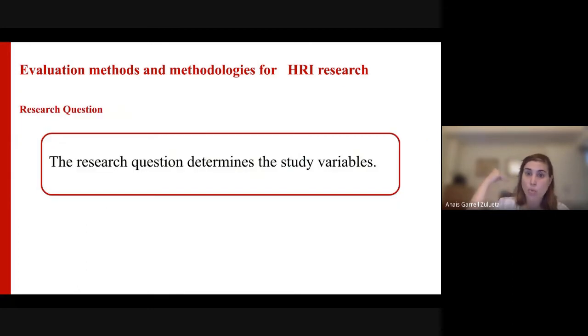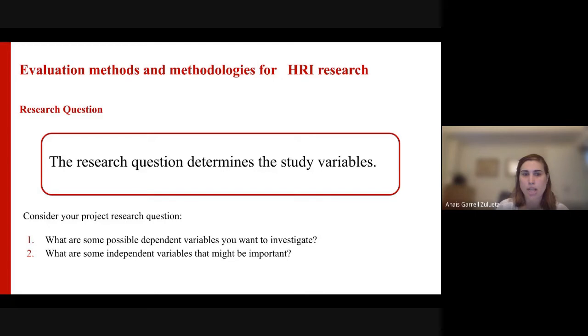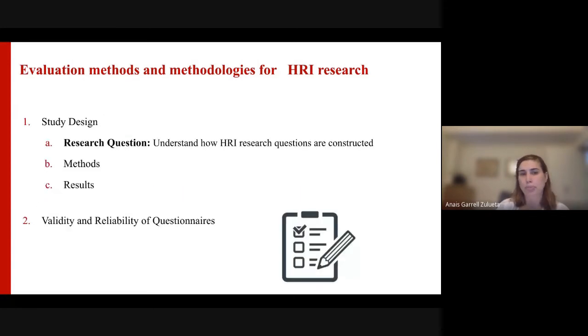So the research question determines the hypothesis that you want to demonstrate, and those hypotheses determine the study variables that you want to define. So when you want to do your interaction experimentation, you have to analyze what you want to demonstrate with this experimentation, define the research questions, the hypothesis that you want to demonstrate, and you will have the variables of the study. Okay, so of course, as I said, you have to consider which are the possible dependent variables and which are the independent variables that might be important.